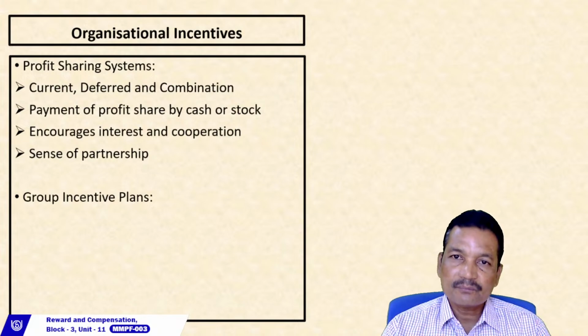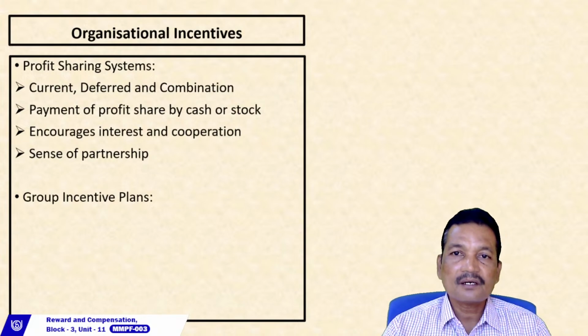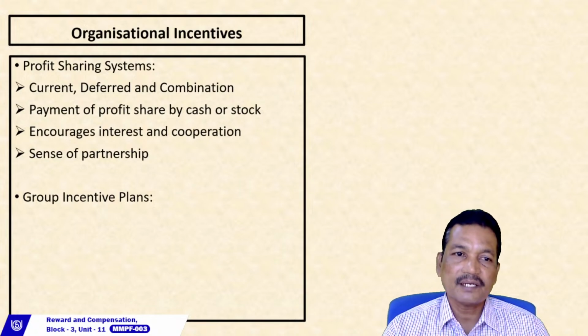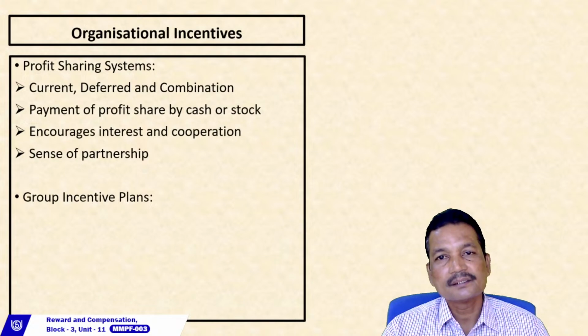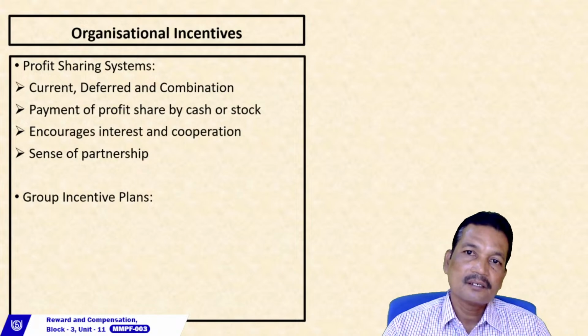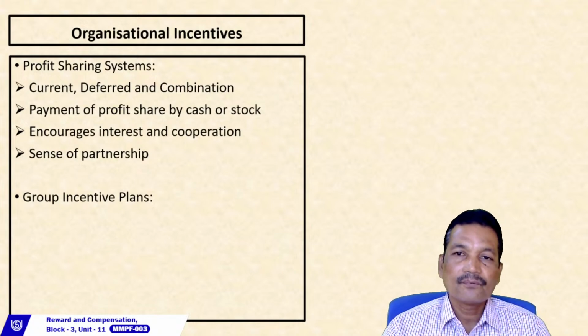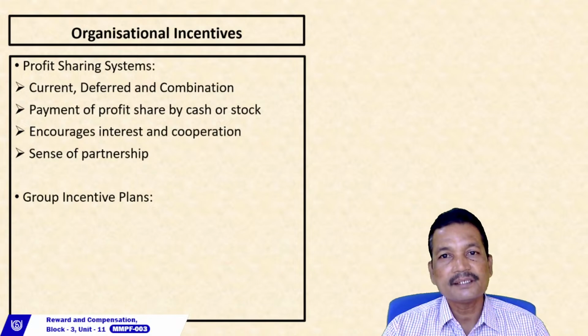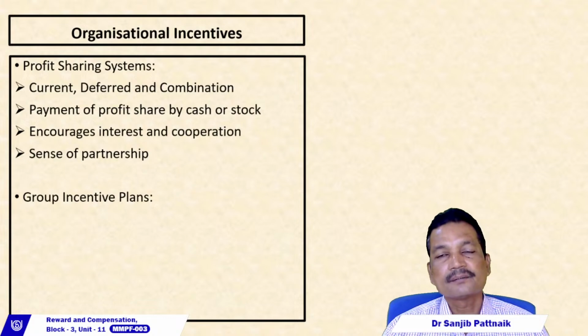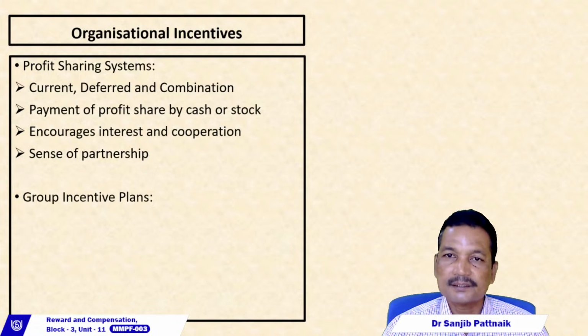When it is current profit sharing, a portion of the current year's profit will be given as the incentive. But if the incentive is not paid in the same year but in a later future year, then we call it the deferred profit sharing system. Or we can also have a combination of both.